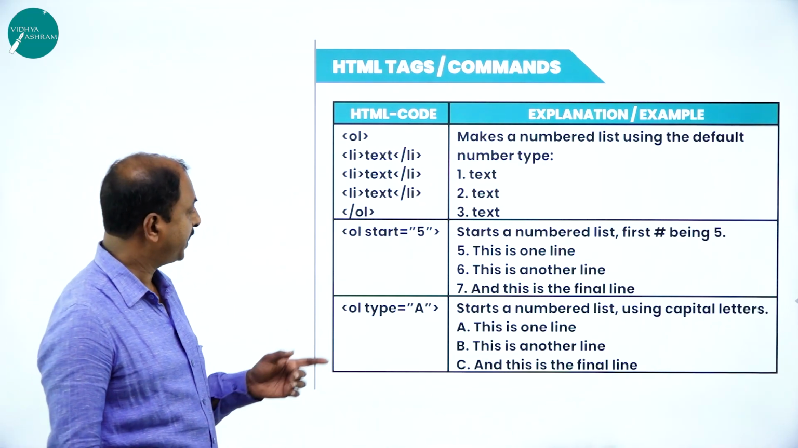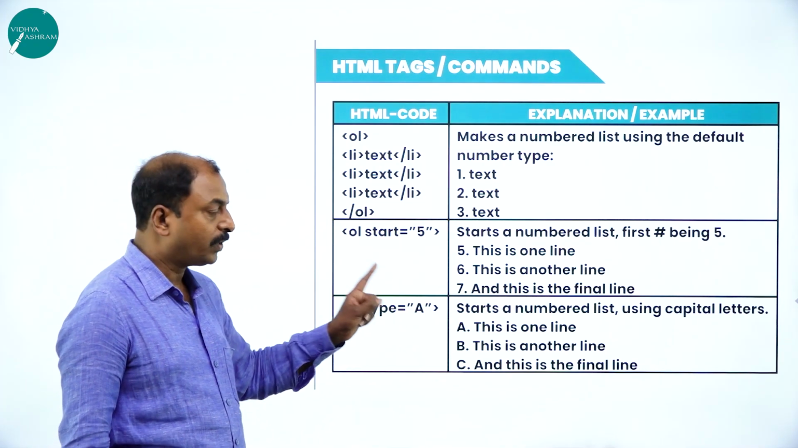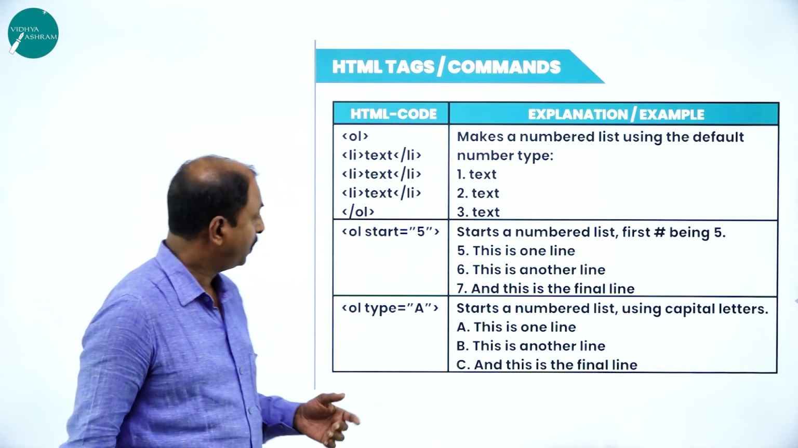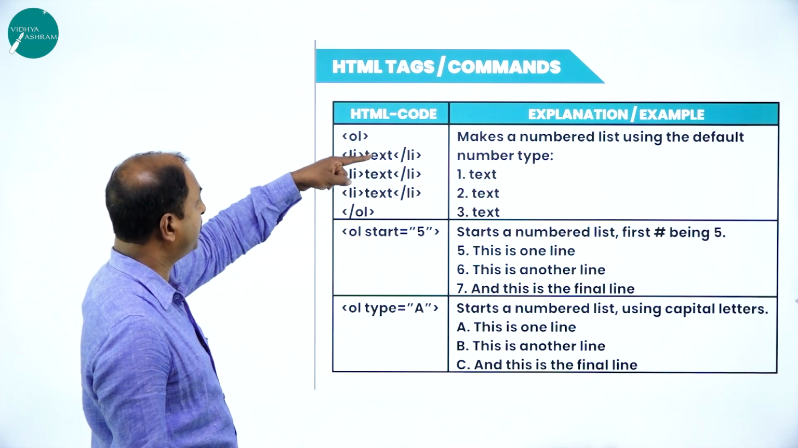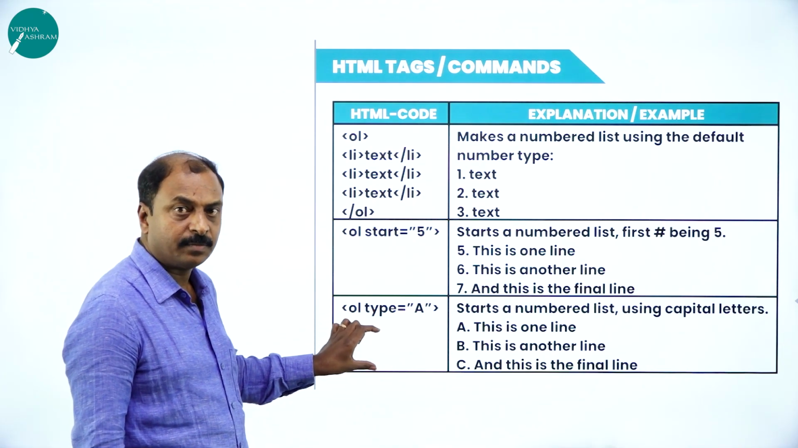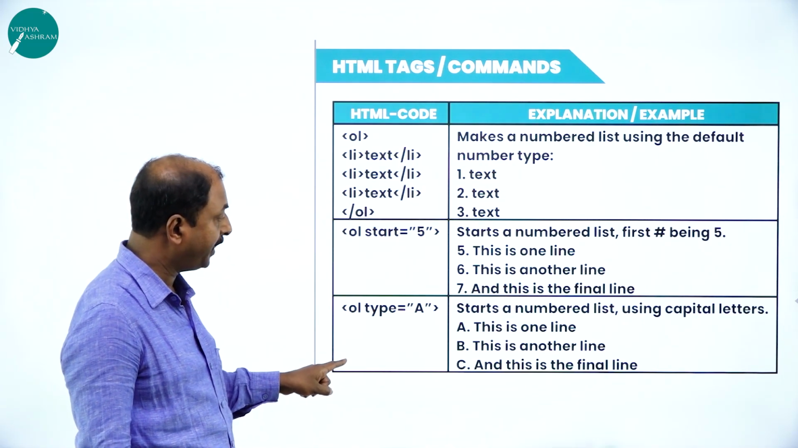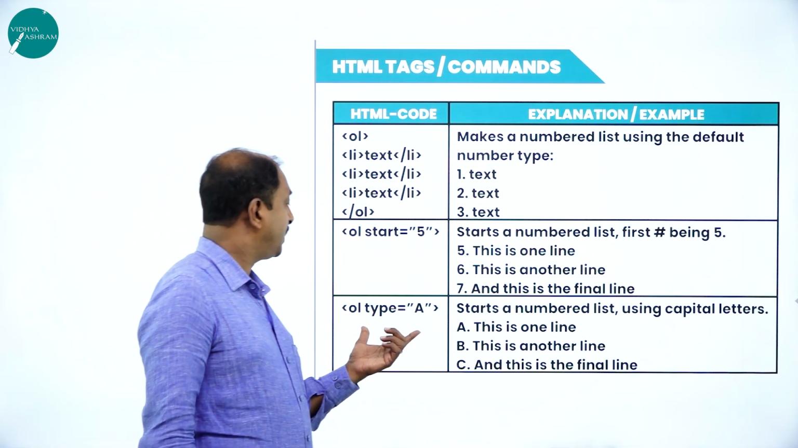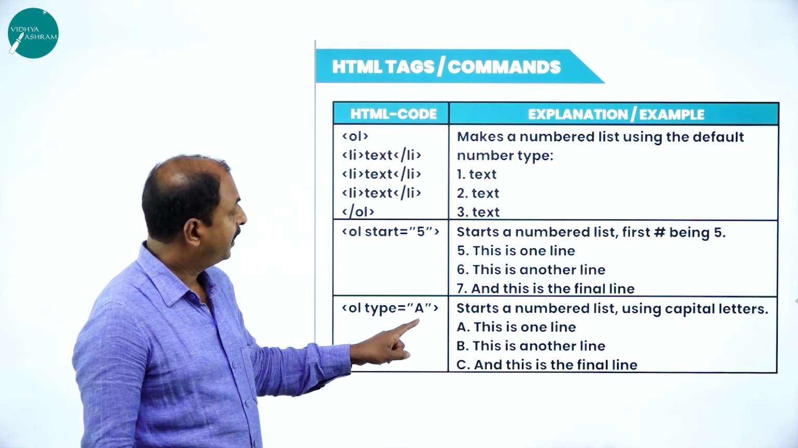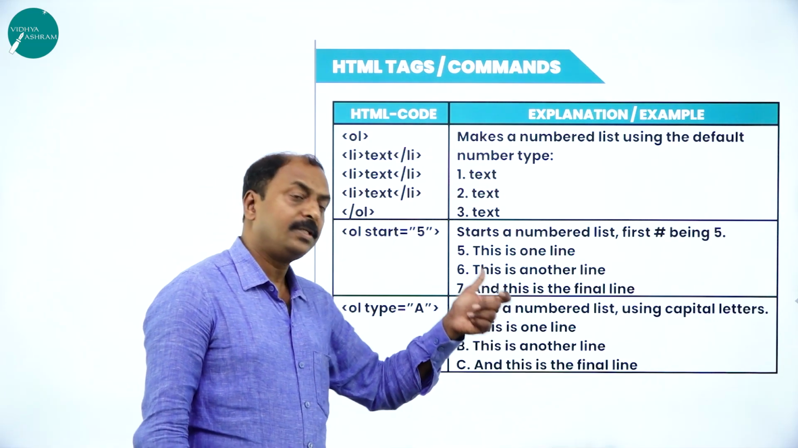Now let us look into another example. Here OL type equals A. Here A means the list starts with capital letter A. Again we have to write the same list items with the LI tag, open and close tag. We can have any number of items, and we have to close this OL tag at the end. That is very important. The result would be that the list starts with capital letter A: A, B, C, and these are the list items.